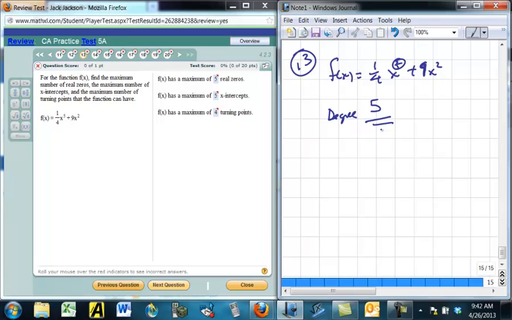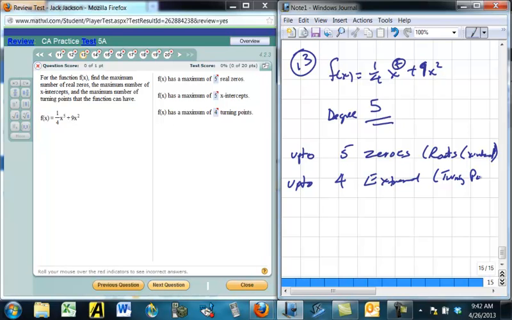So just based on that, it could have 5 zeros, or roots, x-intercepts, up to how many? 1 minus that, 4 extrema, that's what they're calling turning points, and up to 3 inflection points.